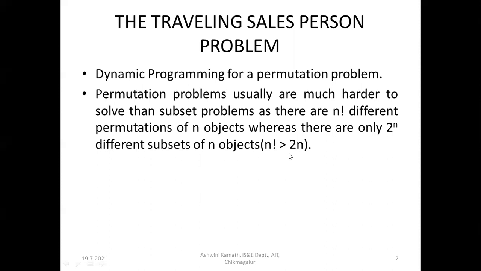Just remember that. If we solve the subset sum problem, there will be 2 to the power of n subsets, and among those we can find the optimal solution. But for a permutation problem, we need to consider n factorial solutions. Among the n factorial solutions, we have to find the one which is optimal.